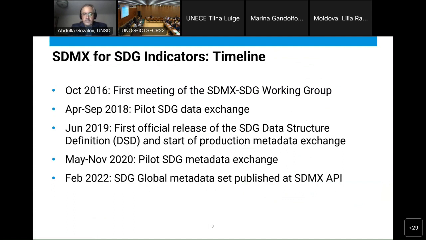So a brief overview of the timeline. The working group first met in late 2016. It piloted the SDG data exchange in 2018. The first release of the SDG data structure definition took place in June 2019, and that's when the actual production data exchange started. In 2019 and 2020, the working group moved on and focused on metadata. In 2020, the metadata exchange was piloted, and by the end of 2020, the metadata structure definition was finalized, and then finally the SDG global metadata set was published at the SDMX API early last year.